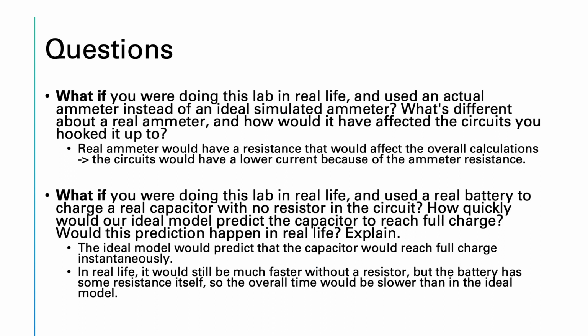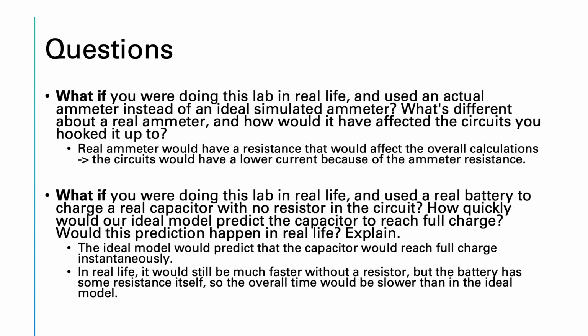So questions: what if I was doing this lab in real life and used an actual ammeter? What's different about a real ammeter and how would it have affected the circuits I hooked it up to? So a real ammeter actually has a resistance itself that would affect the overall calculations. So in the end, the circuits would have a lower current than the ideal environment because of the ammeter resistance that isn't accounted for.